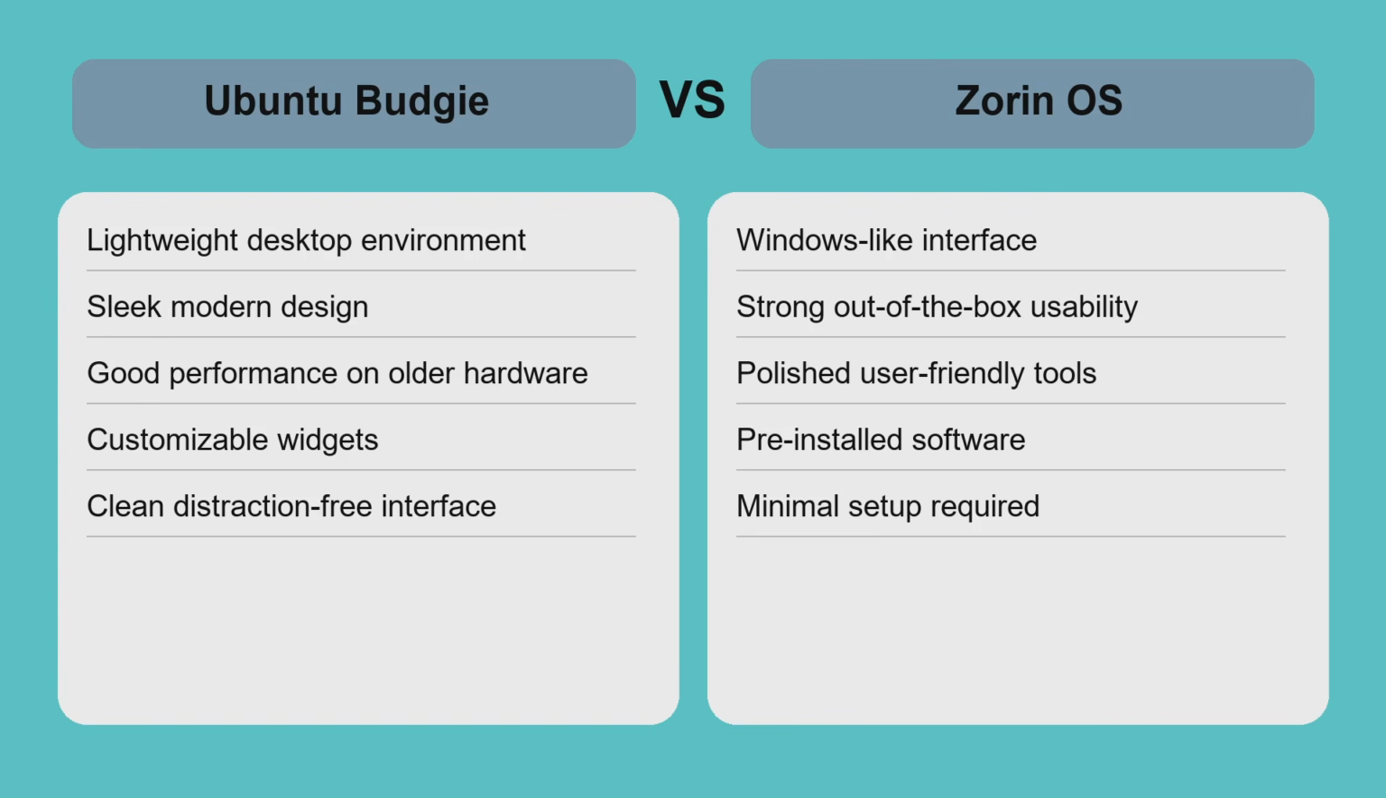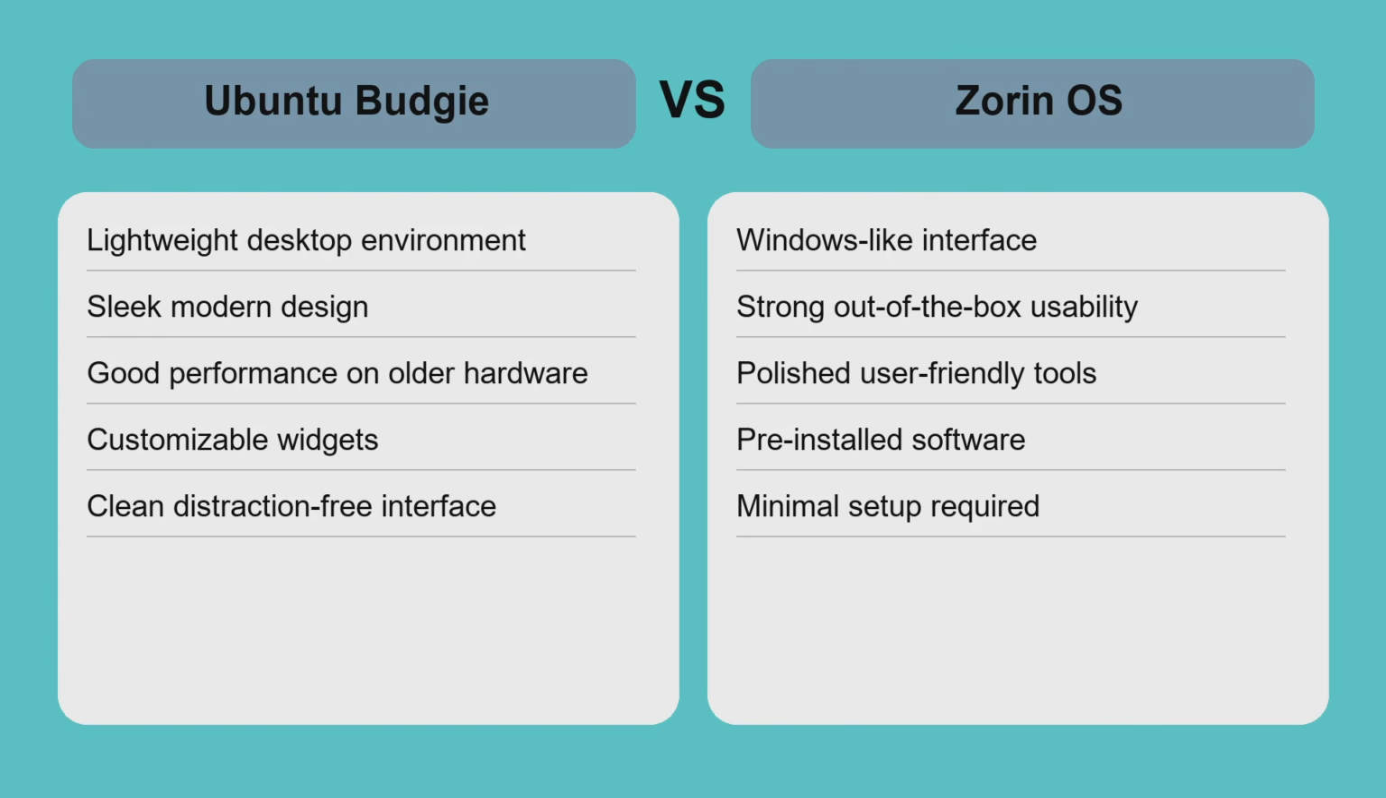If you prioritize customization and a modern look with good performance, Ubuntu Budgie is the way to go. But if ease of use, driver support, and a familiar layout are your top concerns, Zorin OS stands out. Both benefit from Ubuntu's extensive repositories and community support, but Zorin's focus on user-friendliness may come with a slightly heavier system load. Ultimately, your choice depends on whether you want a lightweight, elegant desktop or a comprehensive, beginner-friendly environment.